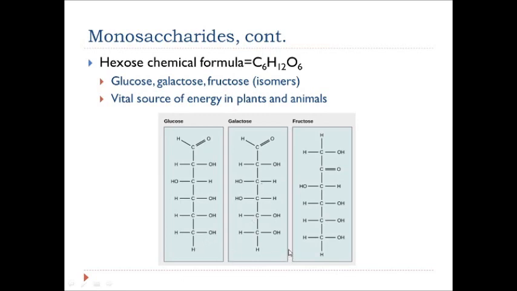So aldoses have that aldehyde functional group, which is that double bond to an oxygen and a hydrogen at the end of a molecule. If it's sitting at the end, such as in galactose and glucose, that makes them aldoses. Ketones have a double bond to an oxygen somewhere in the middle of the molecule, not on either end, so that would make fructose a ketose.